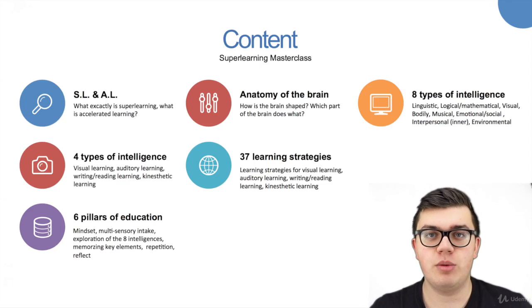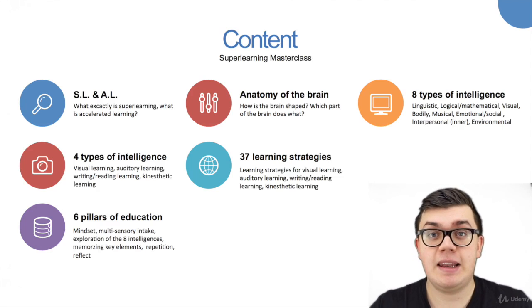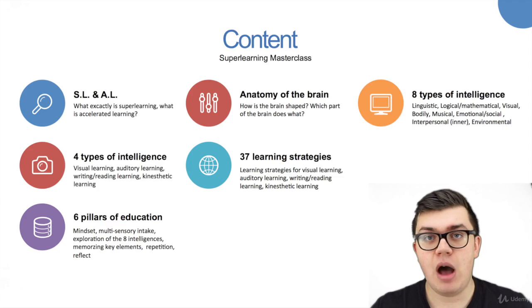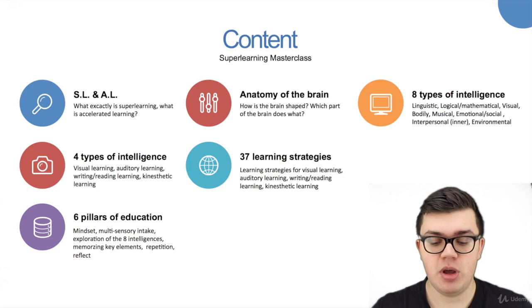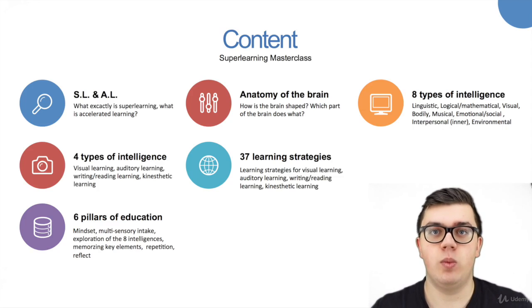In this video, I would like to present to you the curriculum of this course. So what exactly are you going to learn in this masterclass? First of all, we're going to start out defining what superlearning and what accelerated learning is. So where is exactly the difference? What exactly is accelerated learning? What exactly is superlearning? Then afterwards we're going to talk about the anatomy of the brain. So how, for instance, is the brain shaped? Which part of the brain does what?